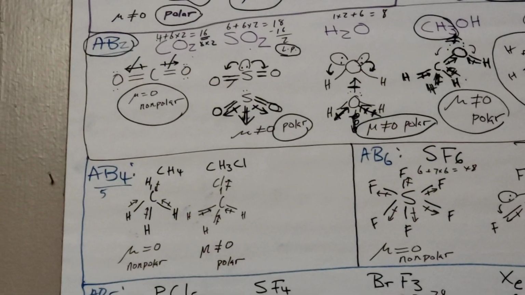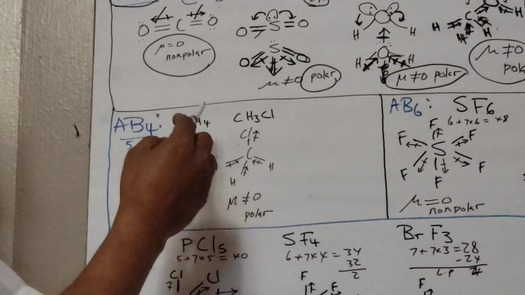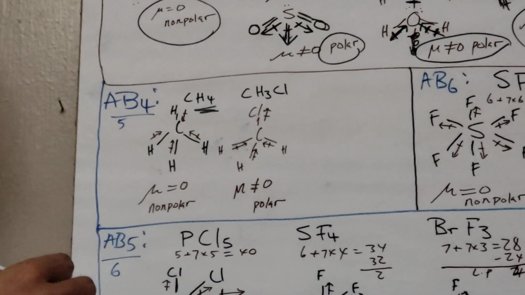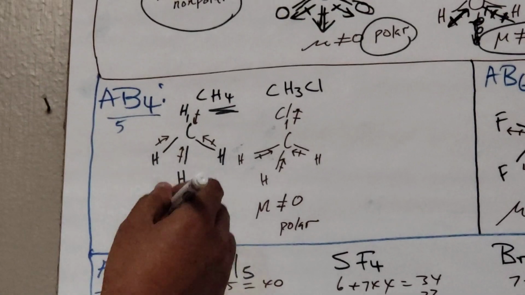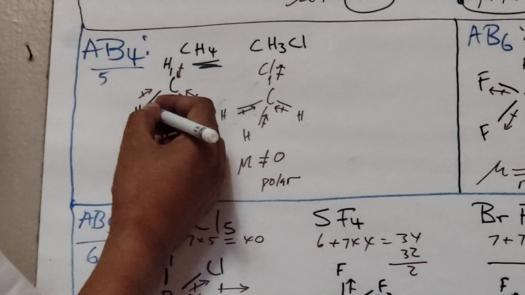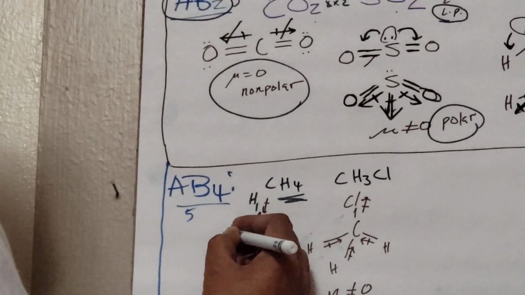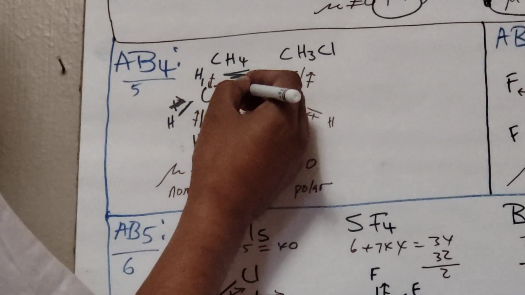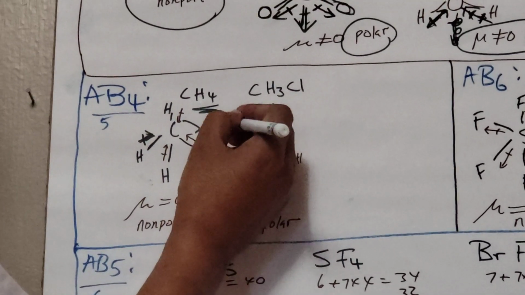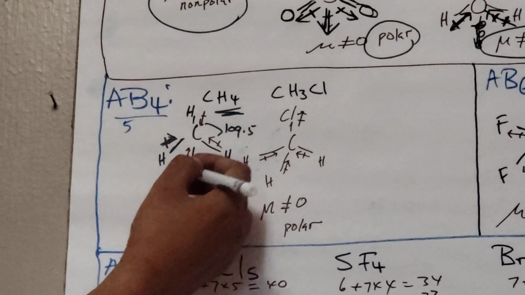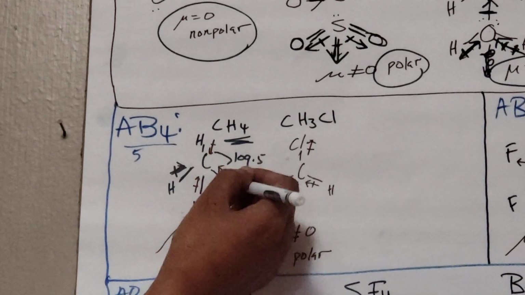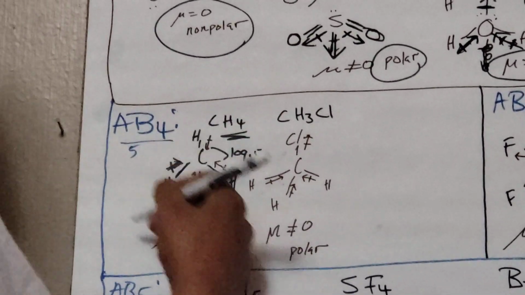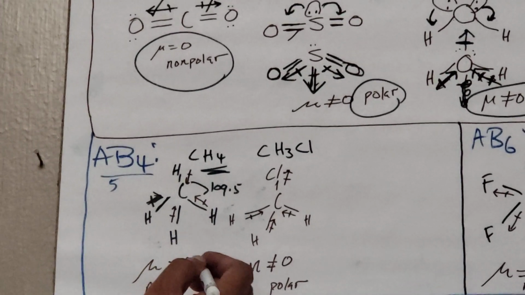Okay, so now AB4. AB4, the most famous molecule is methane, right? Methane, this is natural gas, and we know this is tetrahedral. Carbon is more electronegative than hydrogen, so carbon will pull electrons towards it, right? And all of the angles are 109.5, so they will cancel each other, okay? So this one will cancel, maybe this one, so all of them will cancel each other, so the dipole moment is 0.